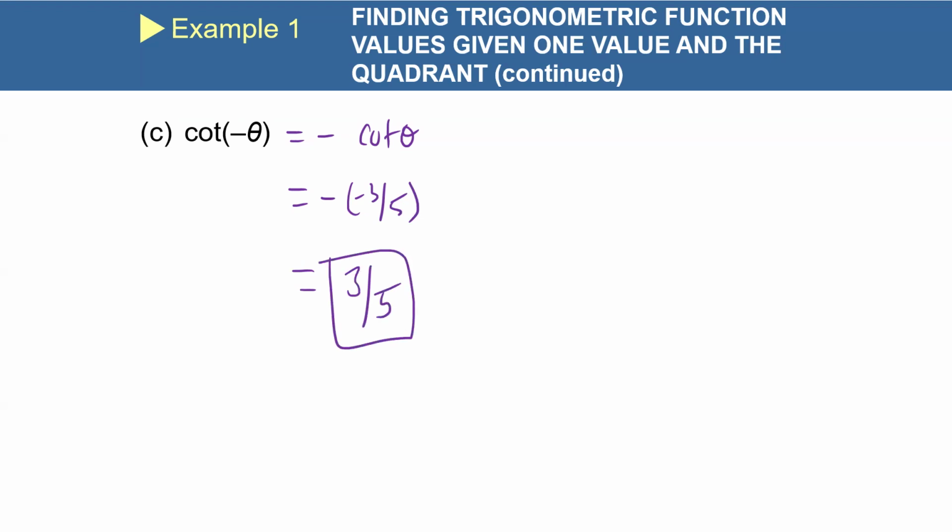Okay. So we use the even and odd identity. Just showing you how an even and odd identity can be applied. If I ask you for the cotangent of negative theta, that equals negative cotangent theta. Do we know the value of cotangent theta? Yes. So we substitute it in, we simplify, and we end up with 3/5.